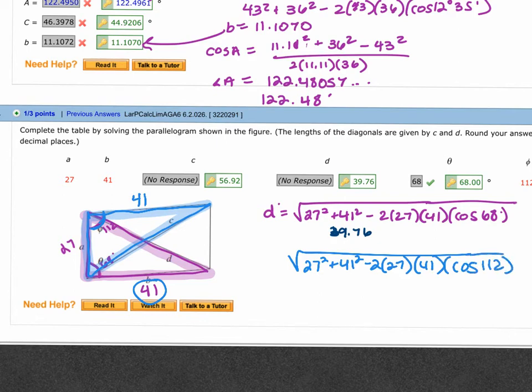Wait, was D like the whole diagonal? Yeah. Okay. It's confusing, because I know usually it puts it kind of in the middle, but it can't put it in the middle this time.